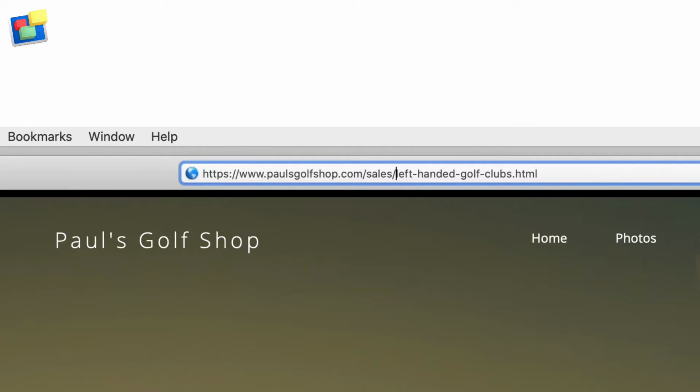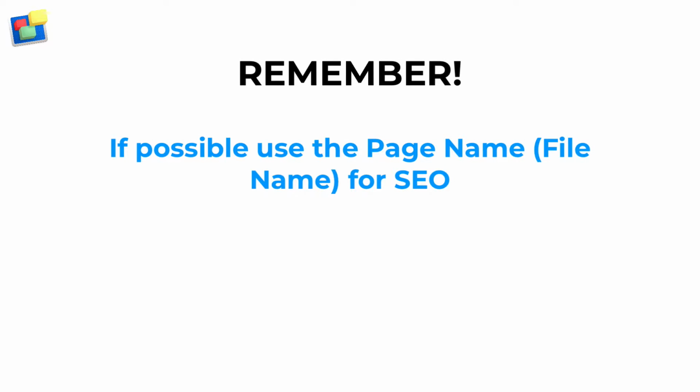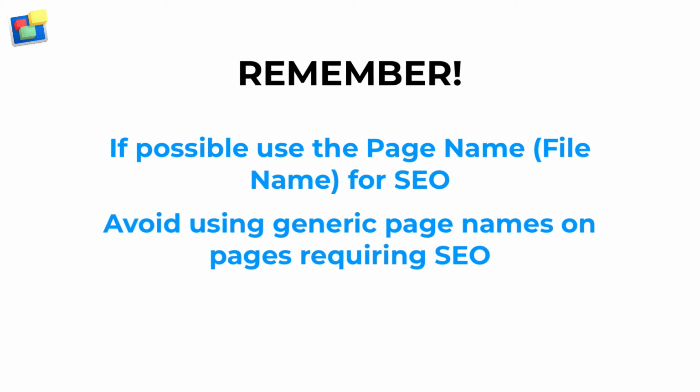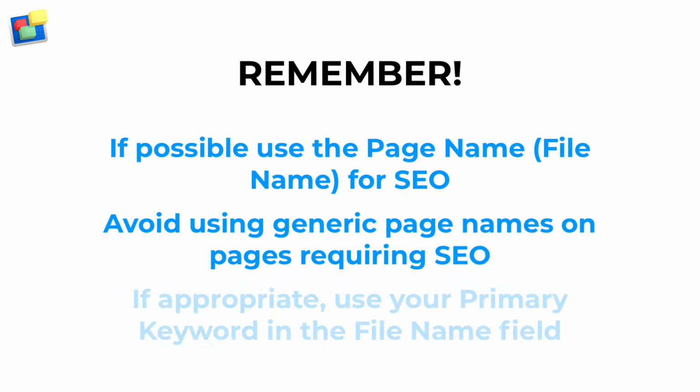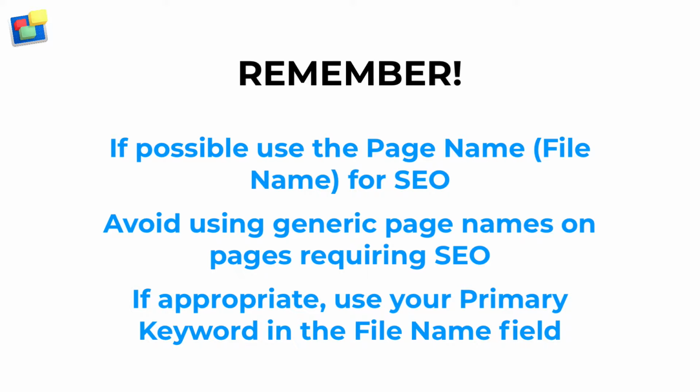In this example, there is a subdirectory, sales, after the domain name, so the page name will come after the subdirectory. The page name is a great place to insert a keyword for this particular page. If you give your pages generic names, such as page 1 or home page, you will be wasting an opportunity to improve your SEO. It is recommended that you use your primary keyword for your page name.